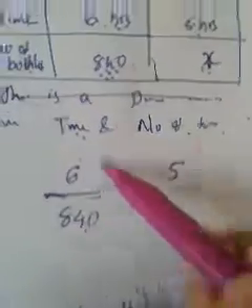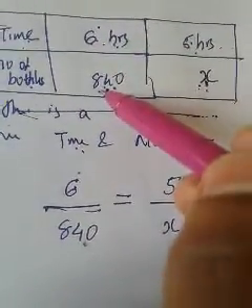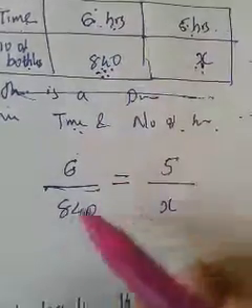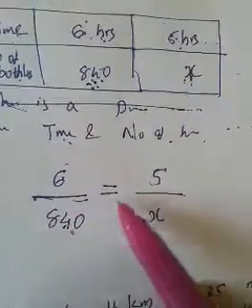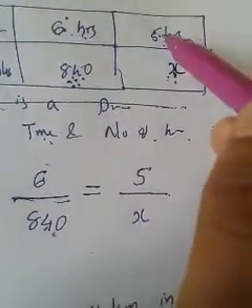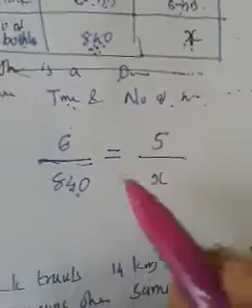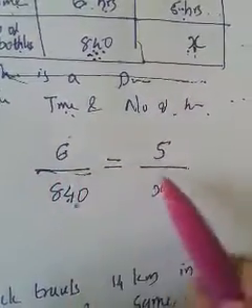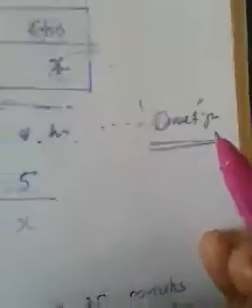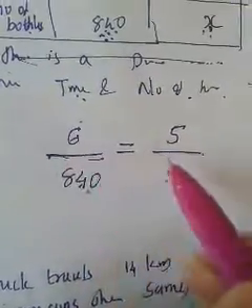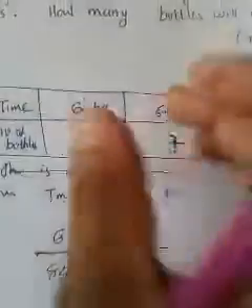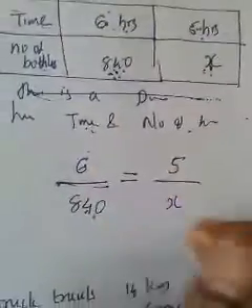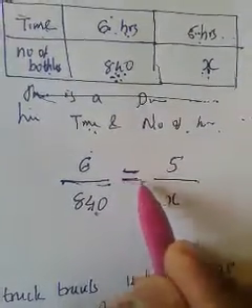From where did these numbers come? Corresponding to 6, 840, no? Corresponding to 6, 840. So 6 by 840 is equal to 5 by x. The operation is division. From where did this division come? Because the case is under direct proportional, that's why we use the operation division. From where did these numbers come? These numbers we have selected from the table, and the equality sign in between.